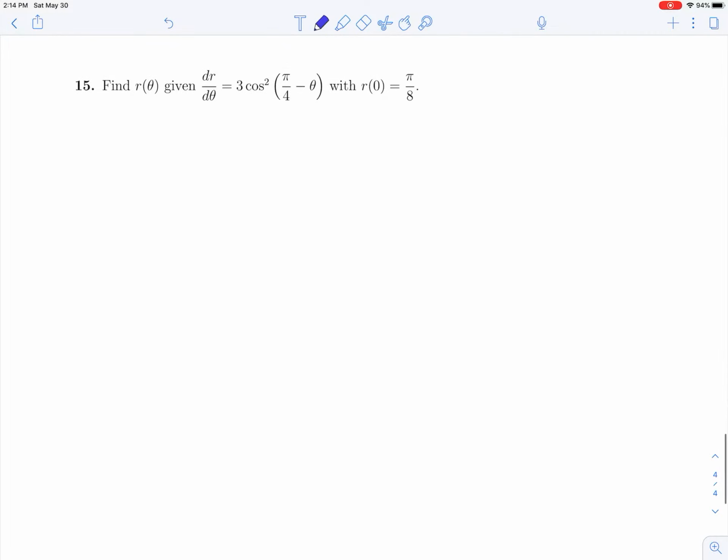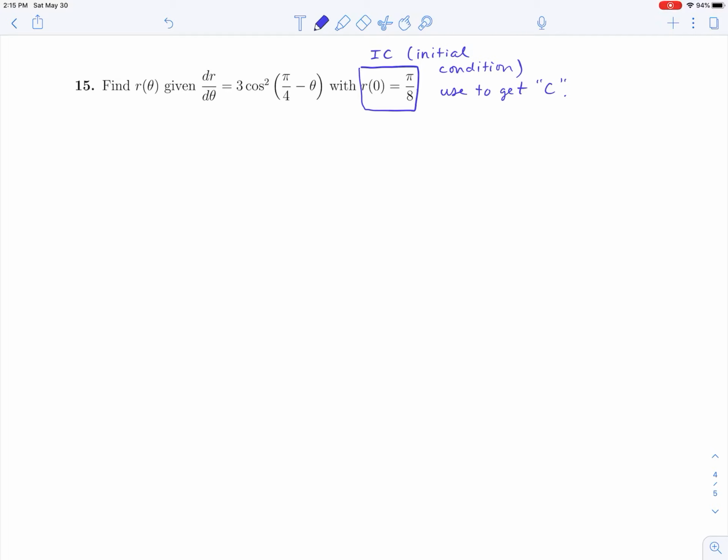And then one more. So find r of theta, given that dr d theta is 3 cosine squared of pi over 4 minus theta, with r of 0 being pi over 8. So this right here is what is called an initial condition. And we use it to get c, the constant of integration. Okay, so don't forget to do that. Our final answer shouldn't have a c in it. r of 0 should give us c.